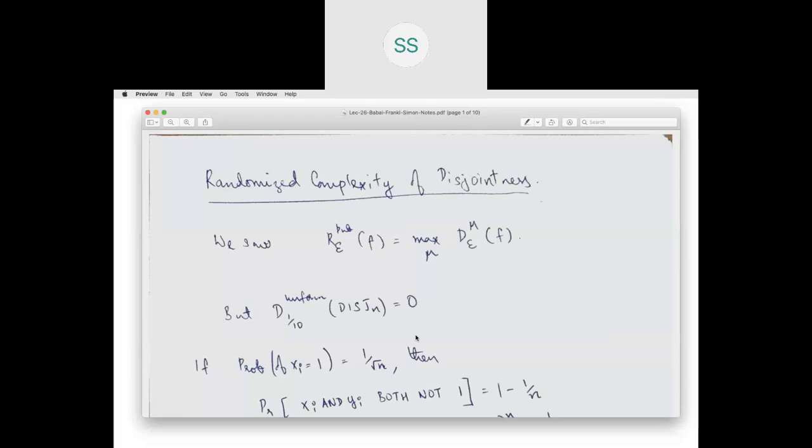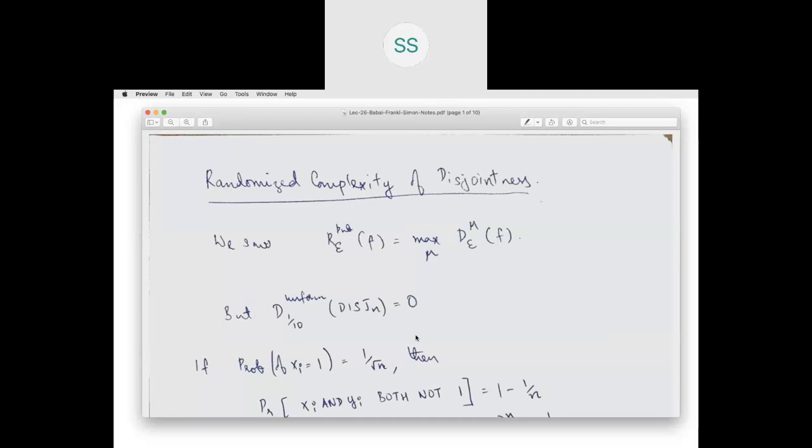The lower bound that we will explain in today's lecture and in the next lecture will be not linear, but square root n. This was a result by Babai, Frankl and Simon in 1986. As I was saying in the previous lecture, this uses the distributional complexity. We already saw that the randomized complexity using public randomness is equal to the maximum distributional complexity.